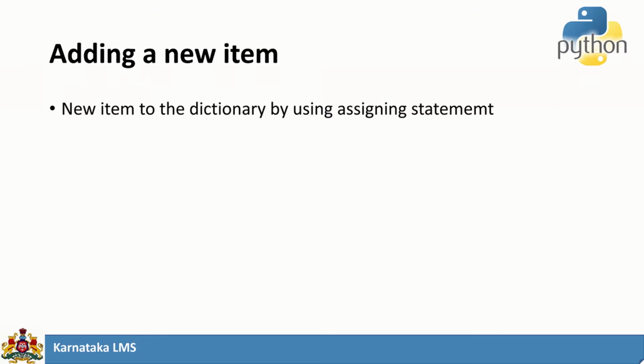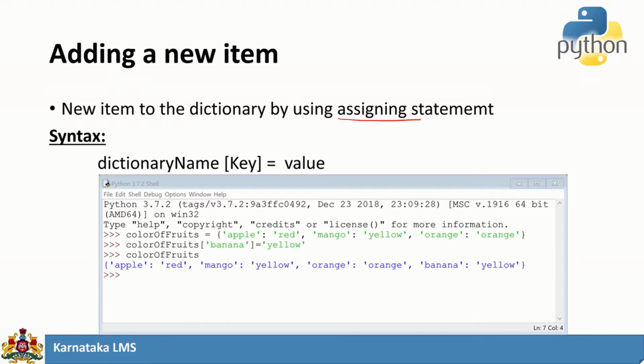How to add a new item to the dictionary? To add a new item, we can use an assignment statement. Consider the syntax: dictionary name of key is equal to value. Consider this example. If I want to add a new item banana with yellow, I can say color of fruits of banana is equal to yellow. It will add a fourth element to my dictionary, banana colon yellow.